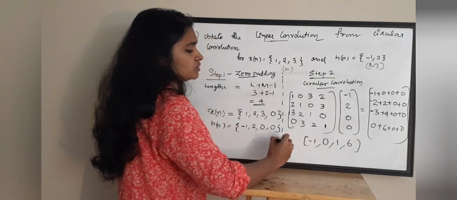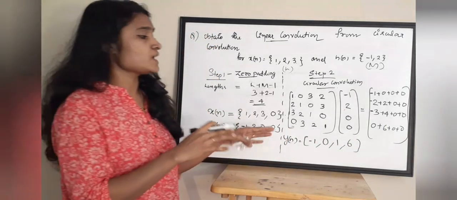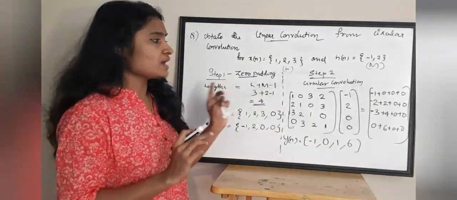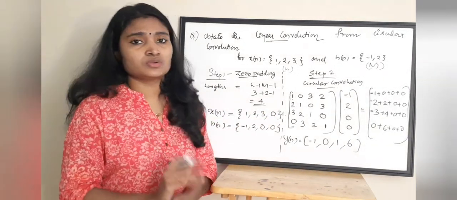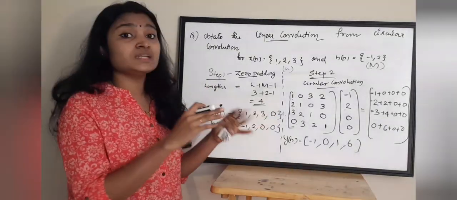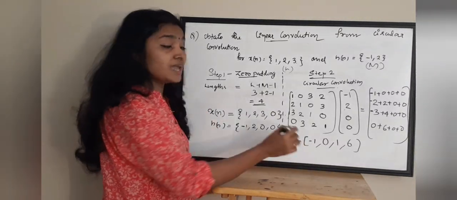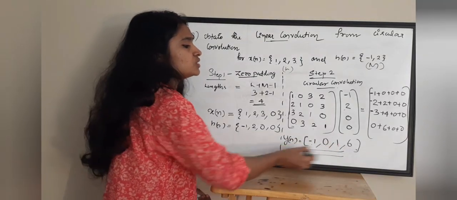So this is your y of n. Okay. So this y of n is actually your linear convolution output. So have you seen linear convolution anywhere? We have just performed circular convolution, but we have obtained the result of linear convolution, which is having a length of L plus M minus 1 equal to 1, 2, 3, 4. So this is your result.